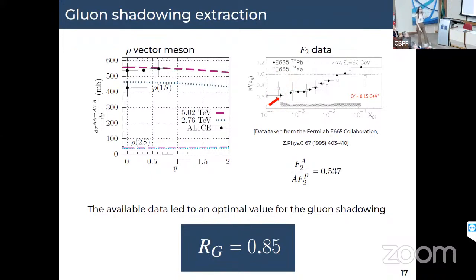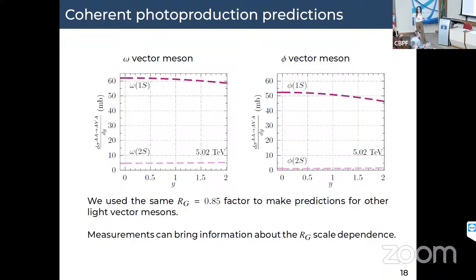The success of describing this data motivates us to make some predictions for other vector mesons. So we did predictions for the omega vector meson and the phi vector meson with the same RG factor and the same setup that I explained before. We did this because future measurements of these quantities could bring some information about the dependence of the RG on the scale.